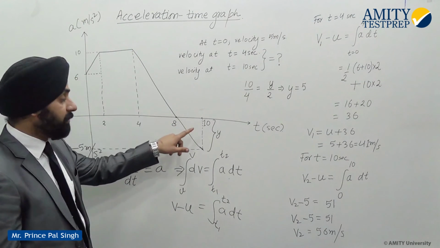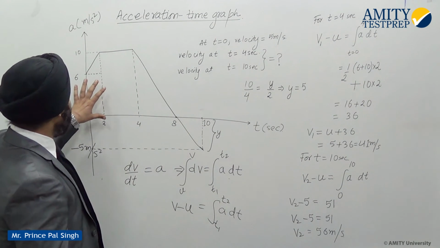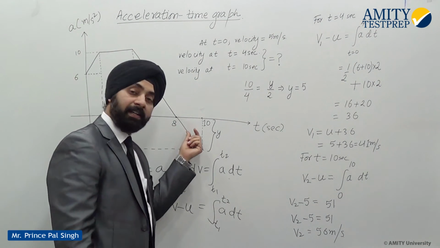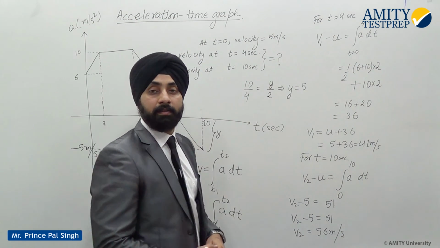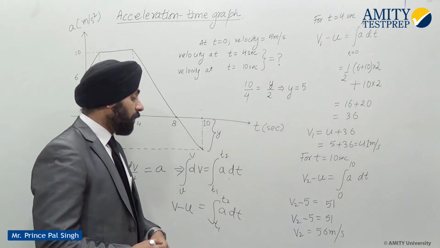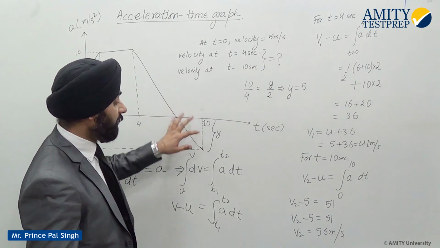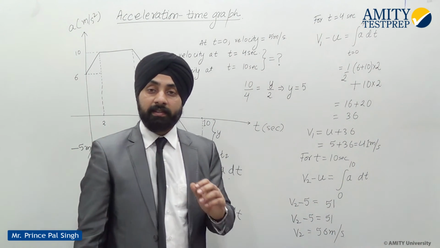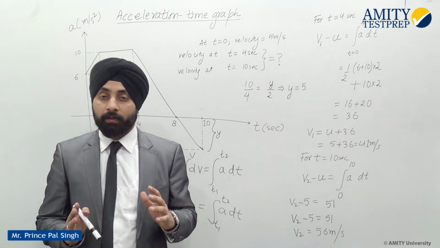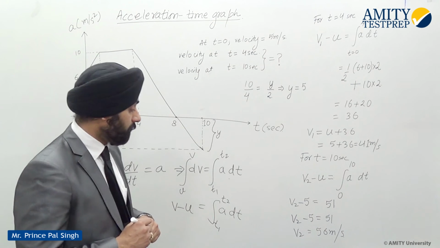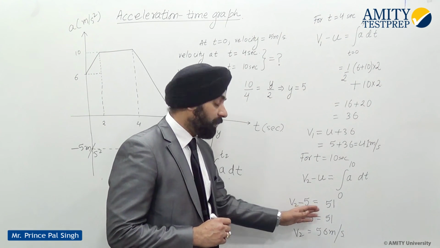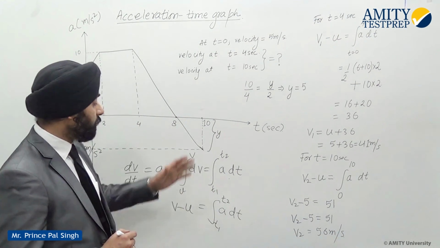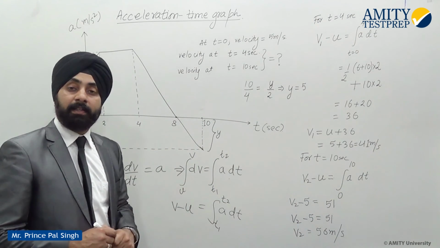This is the positive area and this is the negative area. I have calculated by taking this trapezium and this trapezium minus the area of this triangle, because this is the area on the negative side. So on solving, I got this area minus this area is equal to 51. So the change in velocity is 51 meter per second from t equal to 0 to t equal to 10. So v2 minus 5 is equal to 51. We get v2 equal to 56 meter per second. So the velocity at t equal to 10 is 56 meter per second.